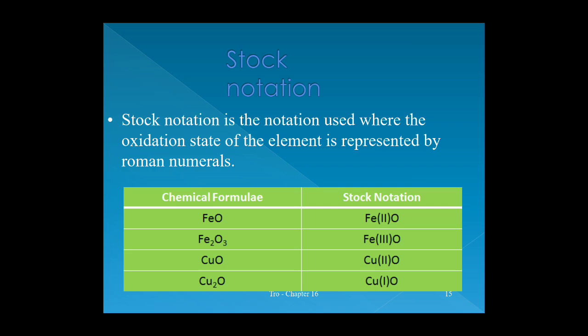Next is the term, what is the Stock notation? How are we representing it? Stock notation is the notation used where the oxidation state of the element is represented by Roman numerals, like ferrous oxide, Fe(II)O. Fe2O3, this is ferric oxide. CuO, copper oxide, cupric oxide. Cu2O, cuprous oxide.